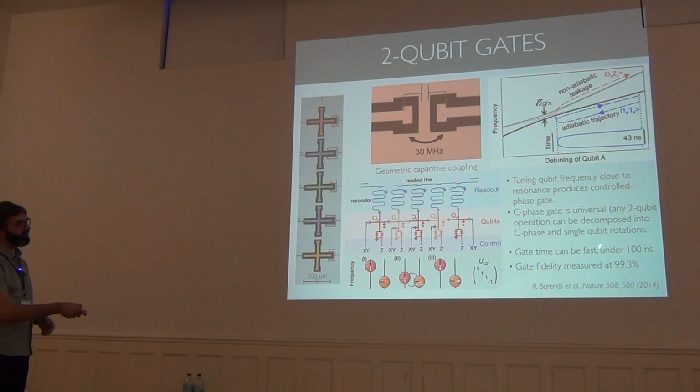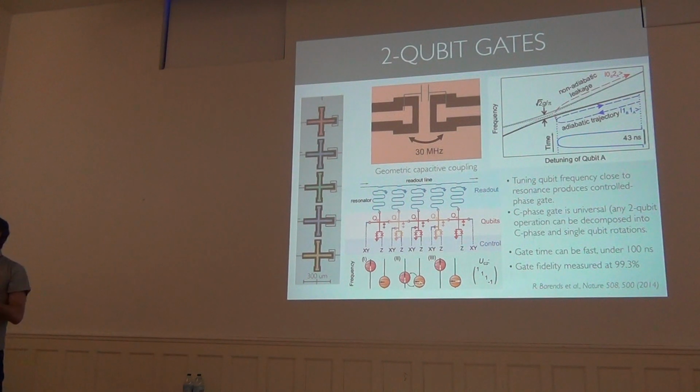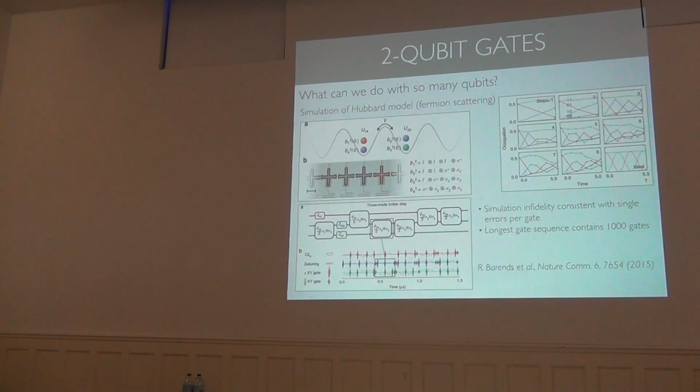And they are fast. They're under 100 nanoseconds. Single qubit rotations, they are a few nanoseconds. So taking into account that this qubit's lifetime is about 50 microseconds, you have a lot of time to perform lots of operations. So the natural question is, what do you do with so many qubits? And what they did is a simulation of the Hubbard model.